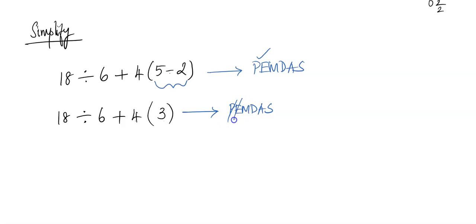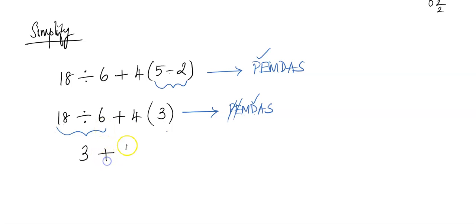So there's no P, there's no E. M and D are equal. So from left to right, which one comes first? D comes first. So division is what takes priority here. So 18 divided by 6 will be 3, right? 18 divided by 6. 6 times 3 is 18. So we got that done.